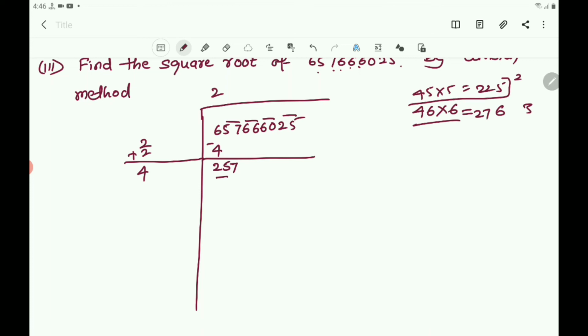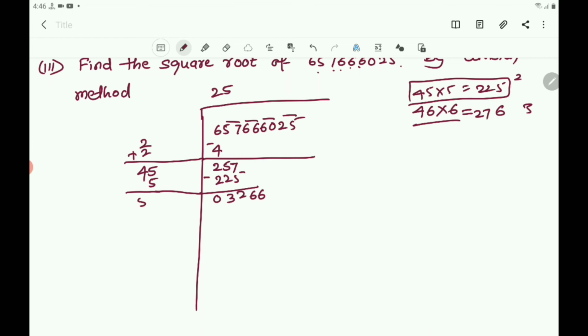Therefore, you take this one, that is 45 into 5 equals 225. Then you subtract. 7 minus 5 is 2. 5 minus 2 is 3. Here 0. Next you take the digits under the next group. Digits under the next group is 66. Take down the 66. Here you add 5.